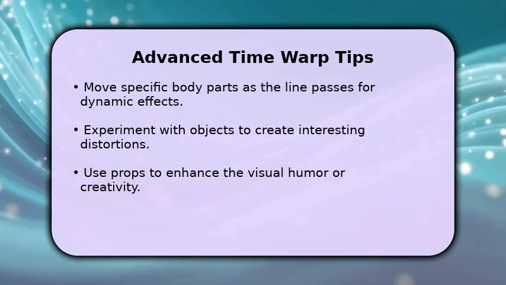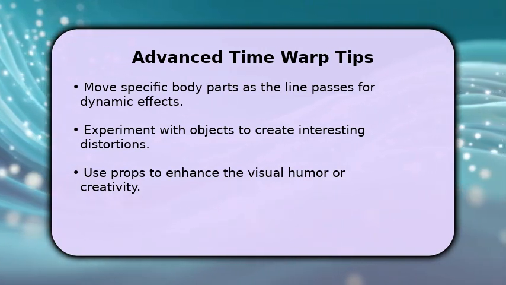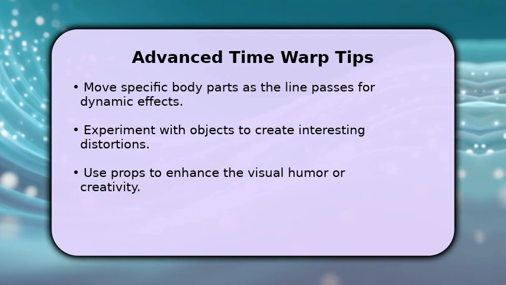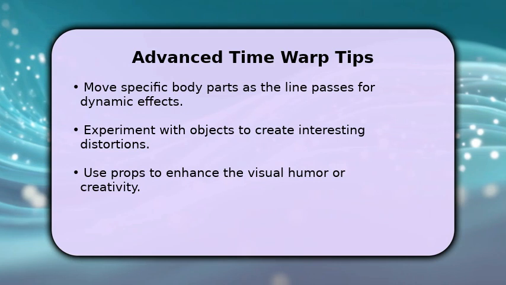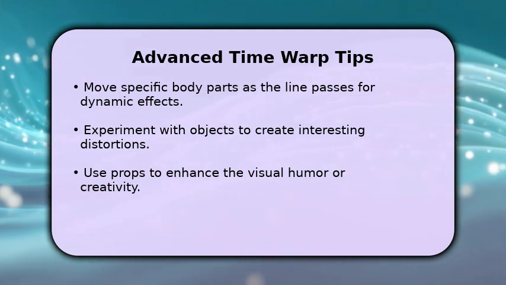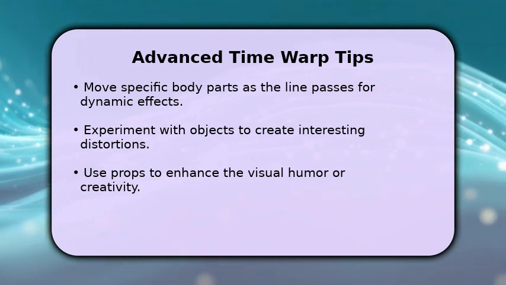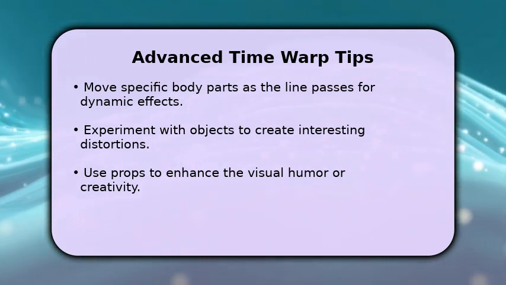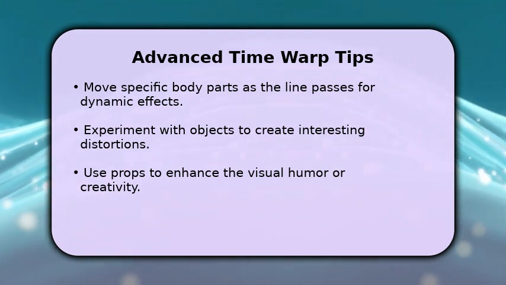For more advanced techniques, try moving specific body parts or objects as the blue line scans. This creates incredible, dynamic distortions. Experiment with props like a comb or a piece of fruit to achieve truly unique and often hilarious visuals. Practice different speeds and movements to discover a wide range of outcomes, making your time warp creation stand out from the crowd.